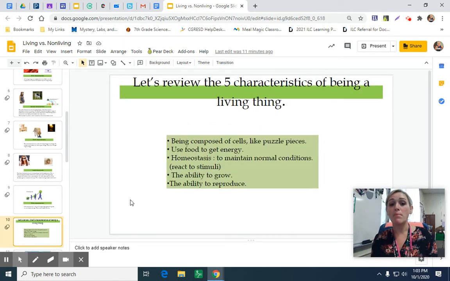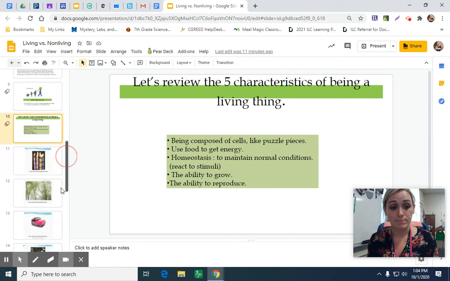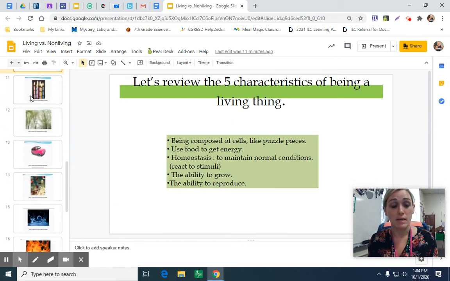So just to recap, you must be composed of cells. You must use food to get energy. You must maintain homeostasis, that reaction to stimuli. You must be able to grow, and you must be able to reproduce. You have to do all 5 of those things to be considered a living thing. So let's go through a couple examples.